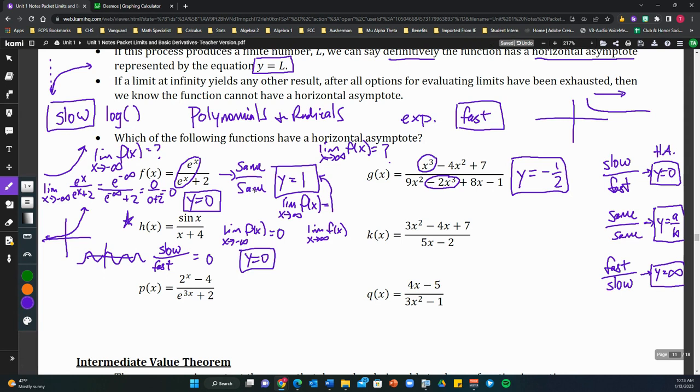And then on the other side, positive infinity, neither of these functions change how they're growing as we go to positive infinity. So these would still both be approaching 0 as well. So that is our one horizontal asymptote there.